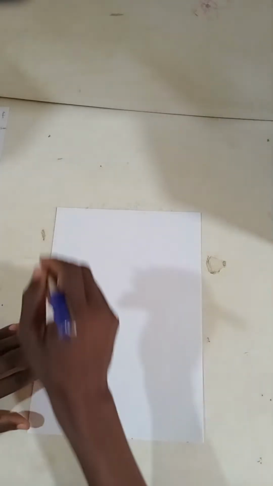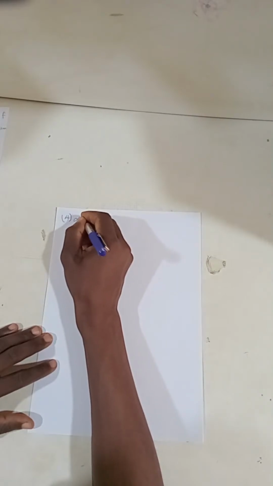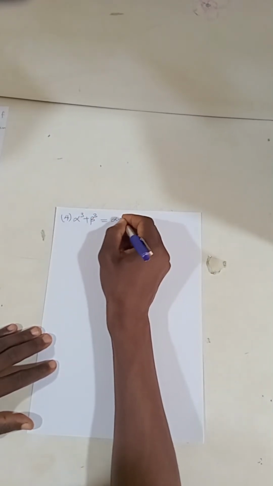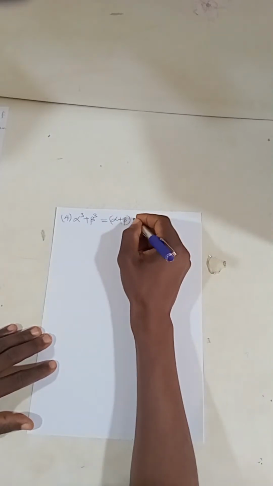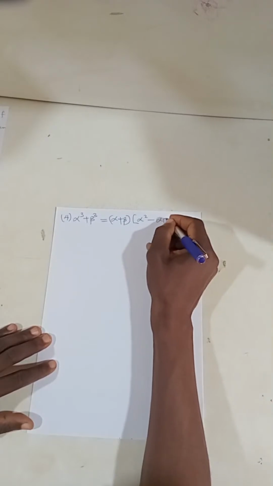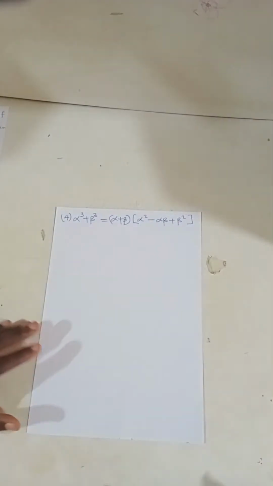The fourth one is for the cube. Alpha cube plus beta cube is going to be alpha plus beta times alpha square minus alpha beta plus beta square. Okay, that's the sum of the cubes of roots. So that's that on these aspects.